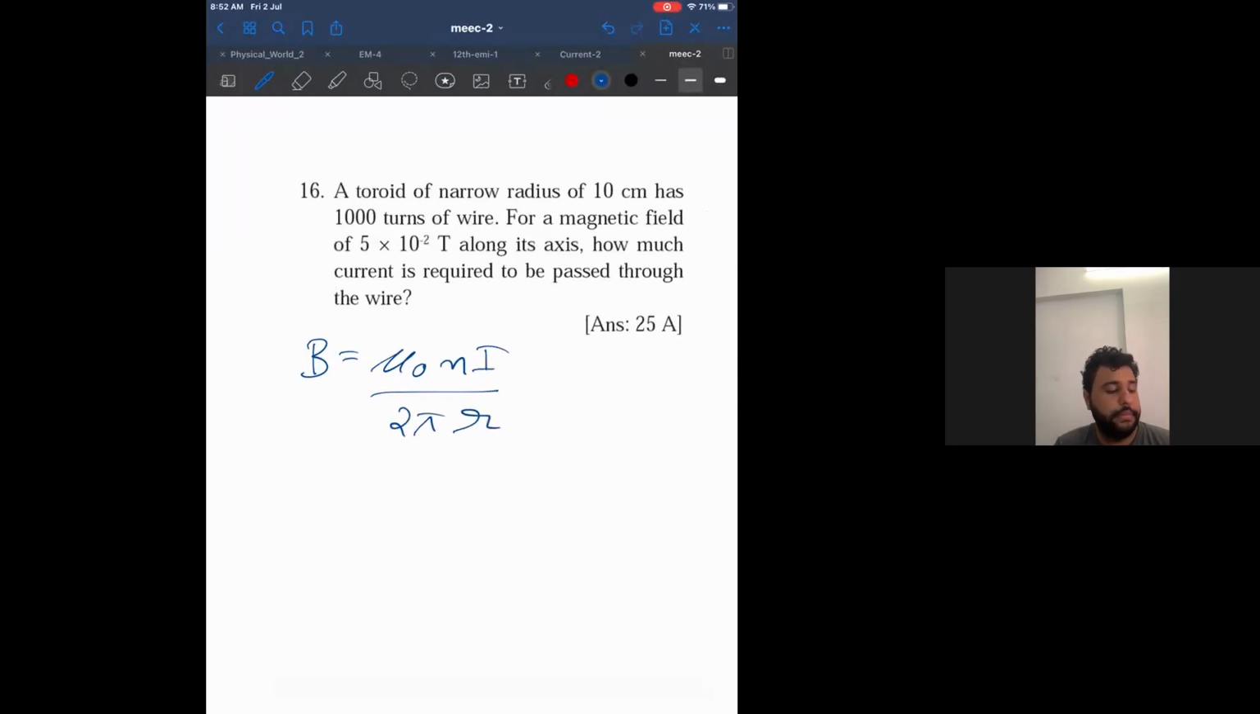Start. I think the answer might be right or might be wrong. I don't know. Just find out. Tell me if you're getting the answer. You have to find current in this case.